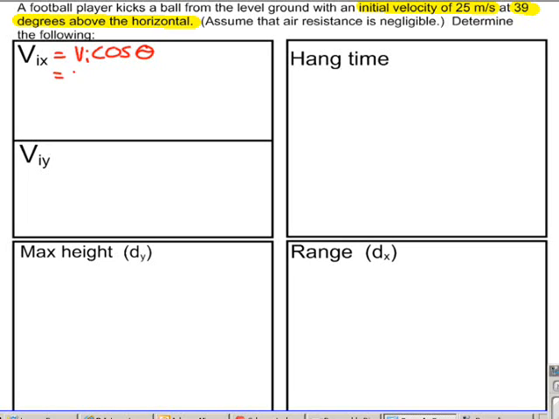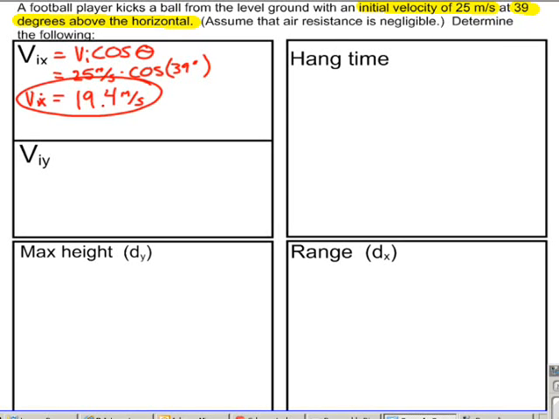So the first thing I'm always going to do in these types of problems is solve for VIX and VIY. Here I'm solving for VIX, where VIX equals VI cosine theta. Our VI is 25 meters per second and our angle is 39 degrees. So I plug in and chug and I get 19.4 meters per second as the x component of the initial velocity. Now to get the VIY, we're going to do roughly the same thing, but this time we're going to use the sine function. So we're going to use VIY equals VI sine theta, plugging in my VI of 25 meters per second and my theta of 39 degrees. I wind up with a VIY of 15.7 meters per second.